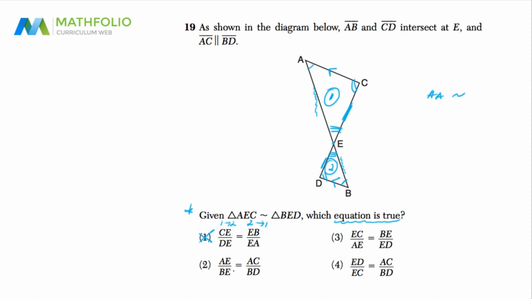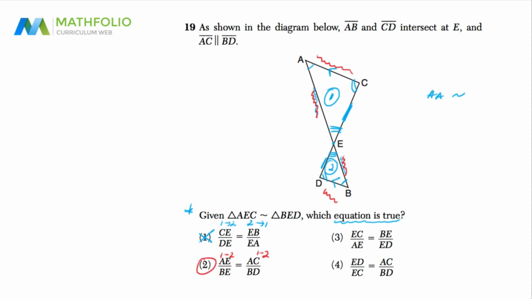So number 2, let me change color pen for this. Number 2 says AE, which is right here. AE matches with BE, which is true, and now we've gone from 1 to 2. AC is right here, matches with DB, so again 1 to 2. So it looks like this might be our answer. Let's just check the others though.